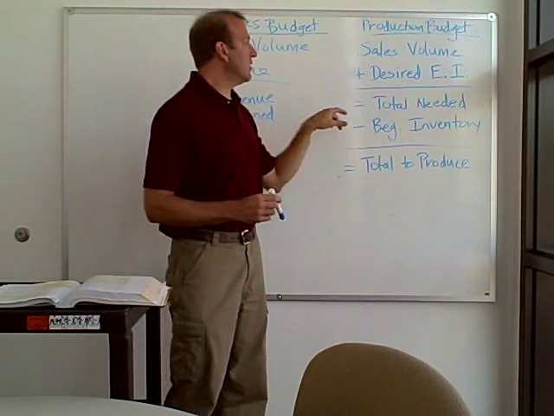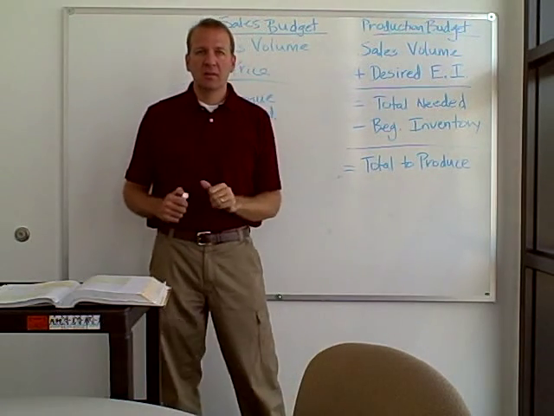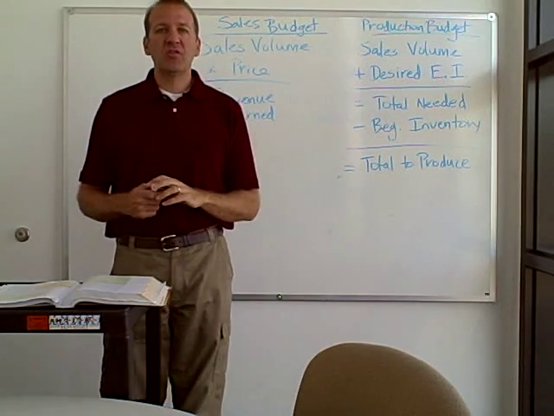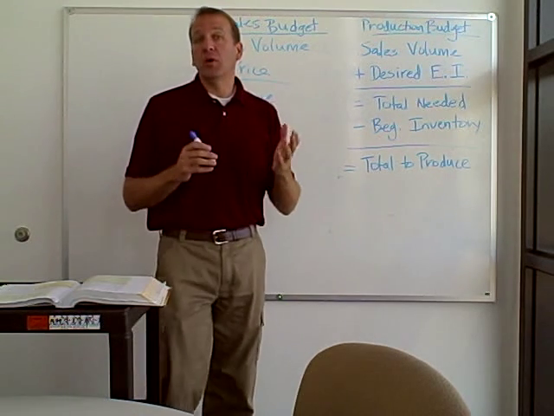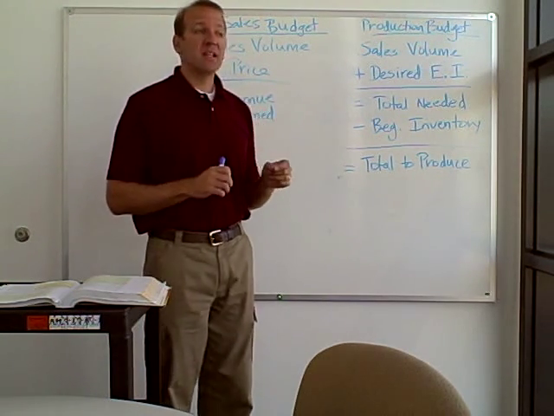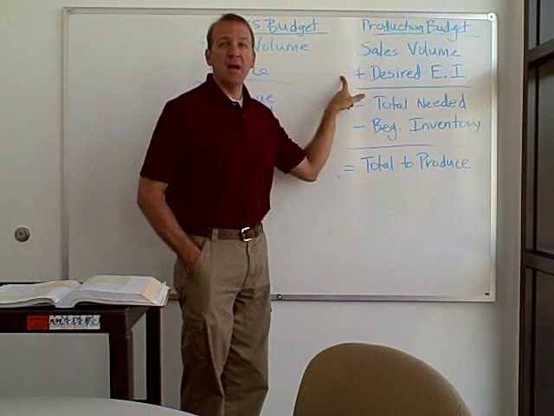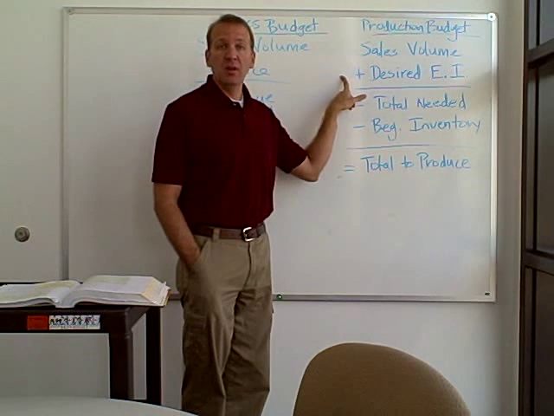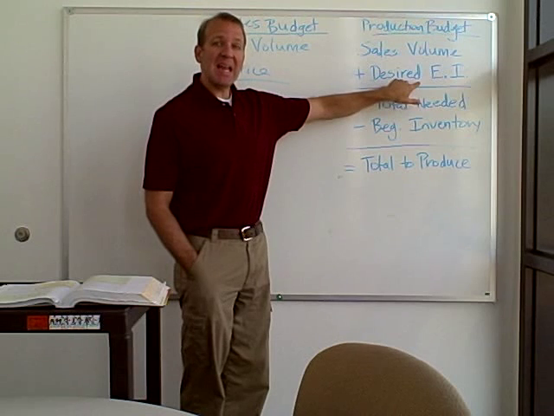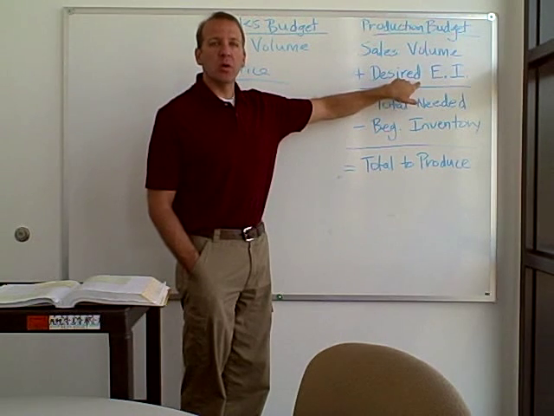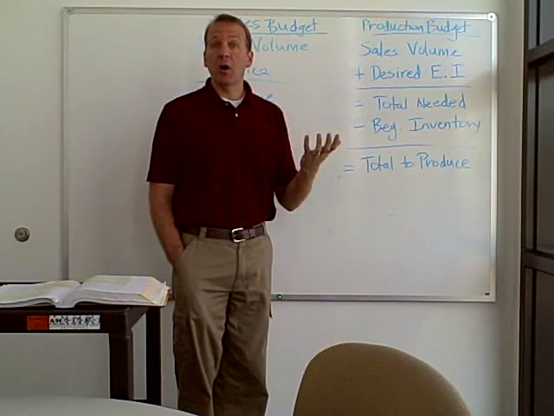Typically what they say is it's going to be a percentage of February's sales volume. So let's say February sales volume is 400. If it says you want to have 20% in ending inventory of next month's sales, then you'd say, okay, well 20% of 400 is 80. So I want to have 80 in ending inventory at the end of January, so I can start February with 80 already there.